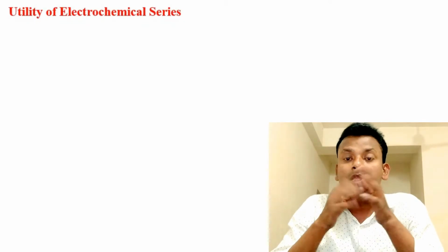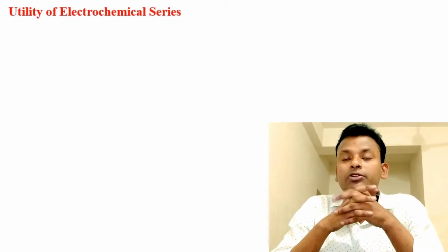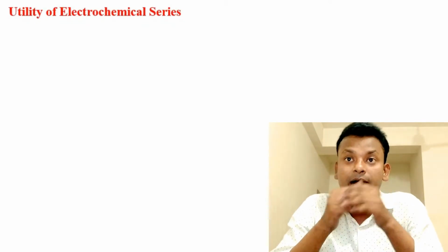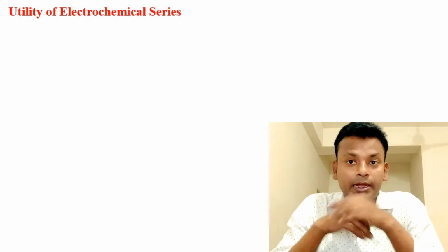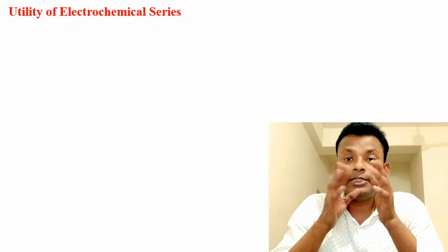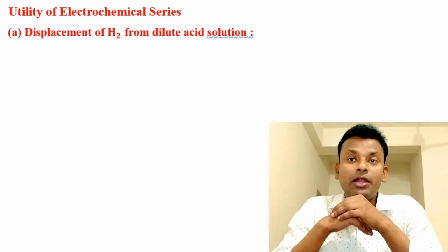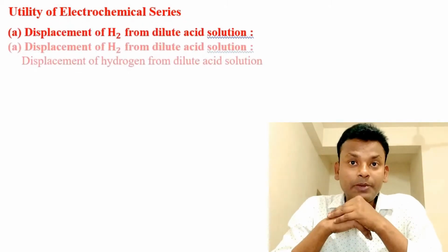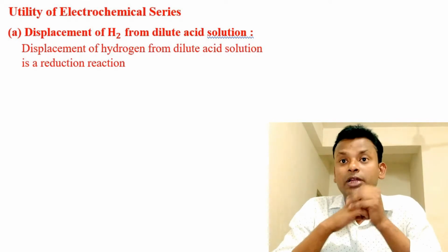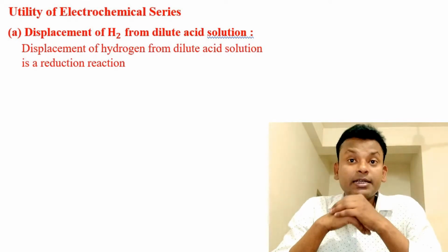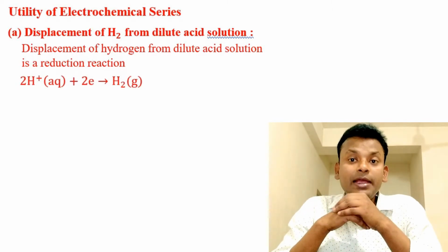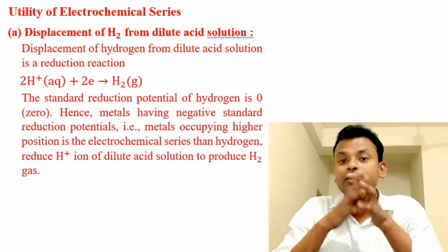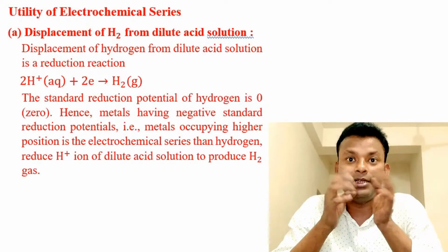Utility of electrochemical series. The electrochemical series gives an idea about the relative chemical reactivity of the elements. Point A. Displacement of hydrogen from dilute acid solution. Displacement of hydrogen from dilute acid solution is a reduction reaction: 2H+ plus 2 electrons gives H2 gas. The standard reduction potential of hydrogen is 0.